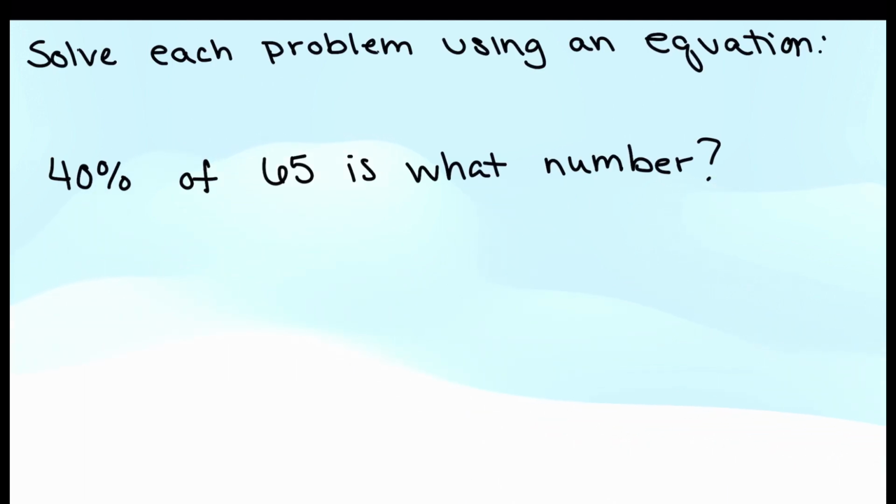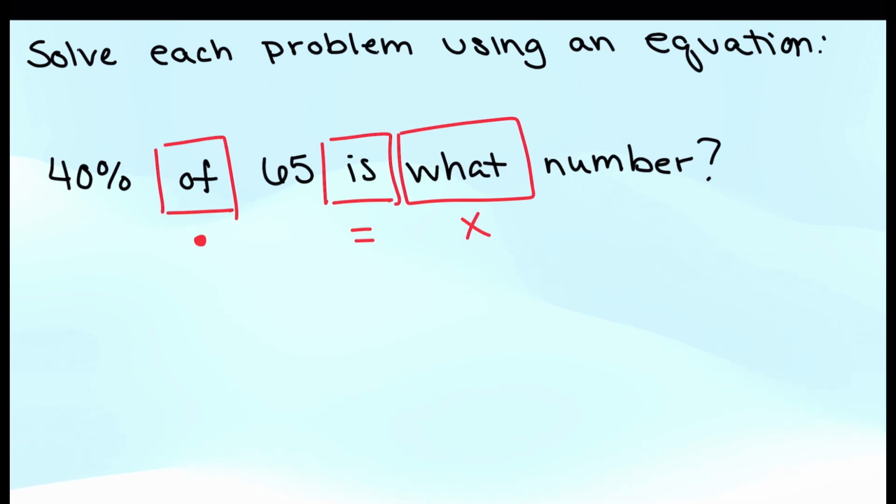Solve each problem using an equation. 40% of 65 is what number? So I see my keywords in this problem. The of means multiply. Is my equal sign. And if you see what, that's your unknown. We'll make that our x. So we can actually convert this question directly into an equation, going one word at a time.